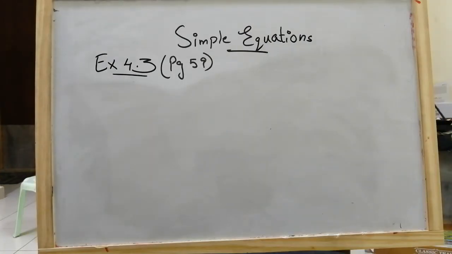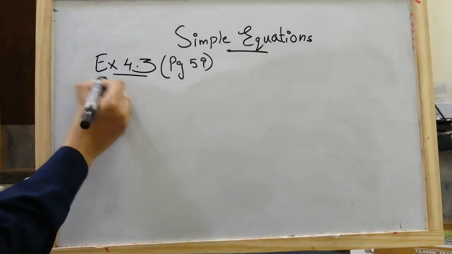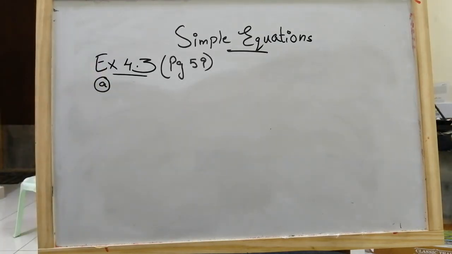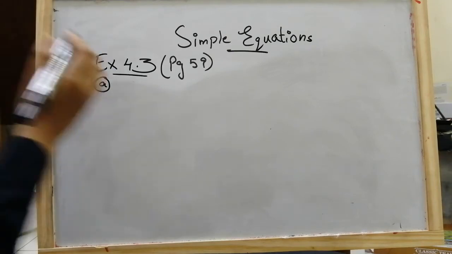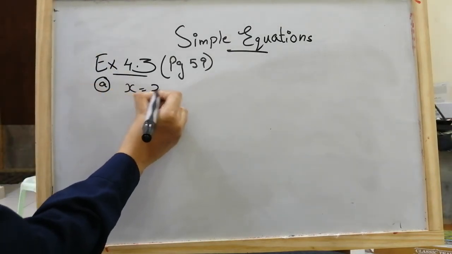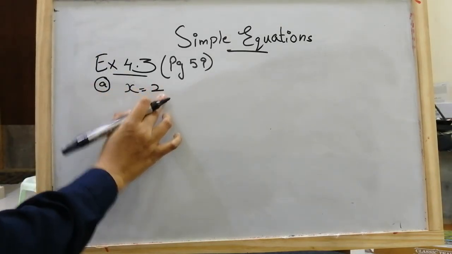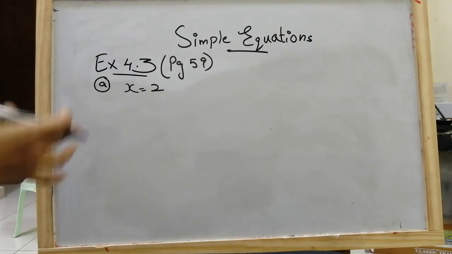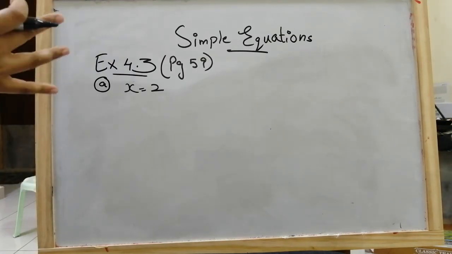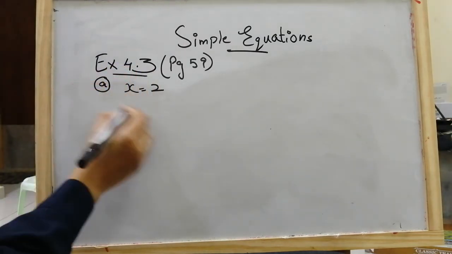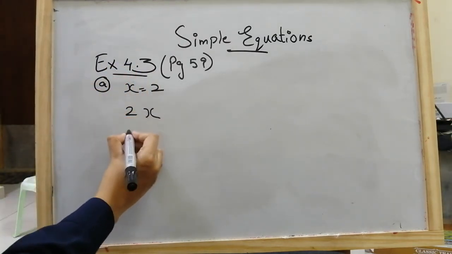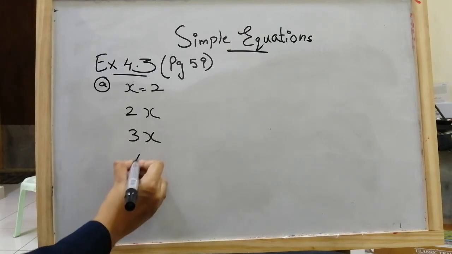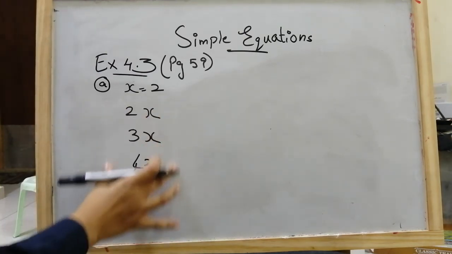Okay, question number 4 is construct 3 equations. There are 2 parts for question number 4. First part is construct 3 equations starting with x is equal to 2. They have given the value for x, that is 2, and you are supposed to make 3 equations. This is a very simple one. Don't think of creating a very big equation. You can just keep it very simple, like 2x, 3x and 4x. These are the 3 equations for you.